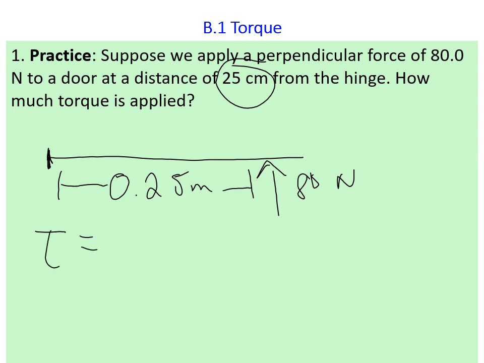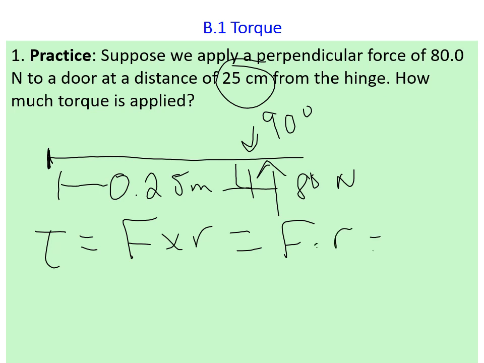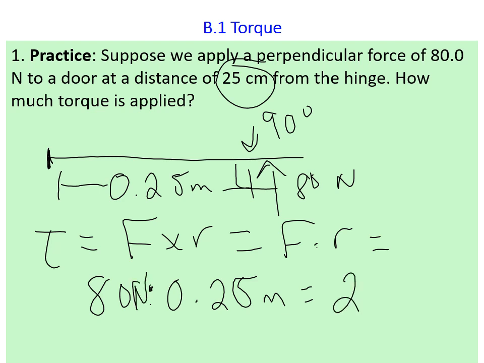Torque is equal to F cross R. In this case, the angle between the pivot and my force applied is 90 degrees. So this is just F times sine of 90, which is 1, times R. So 80 newtons times 0.25 meters, that's 80 divided by 4, which is 20 newton meters. And do not confuse this with joules. This is a torque unit.